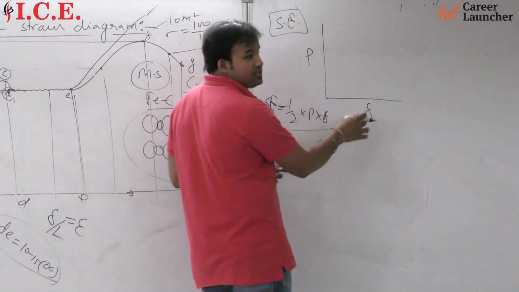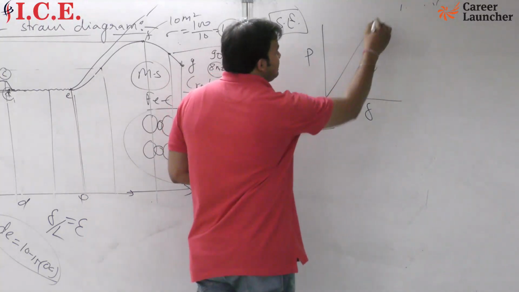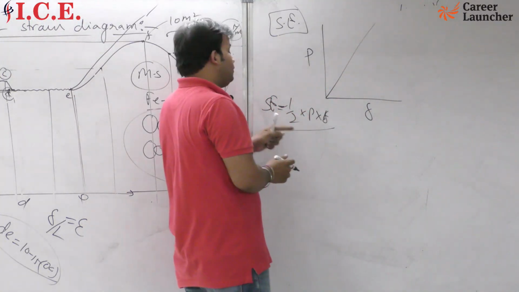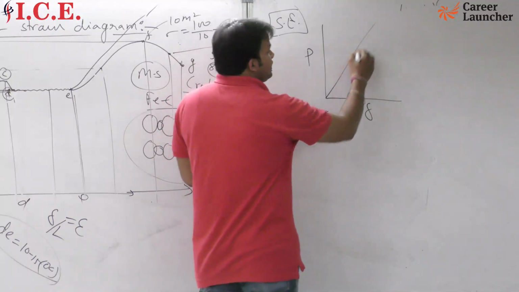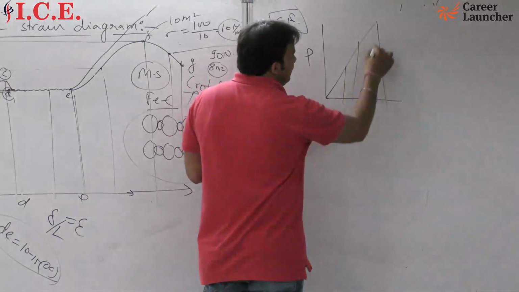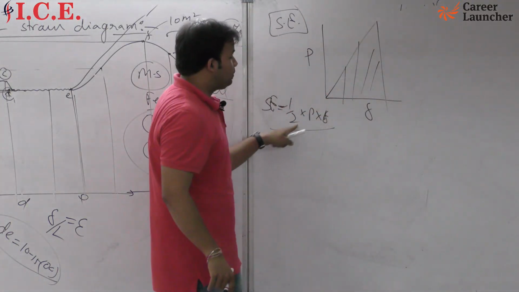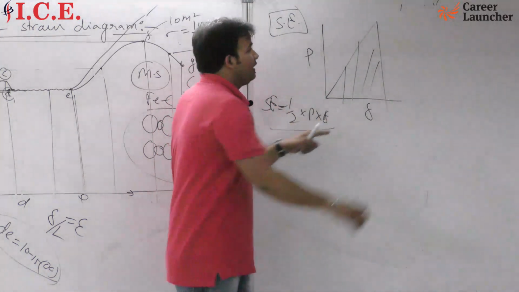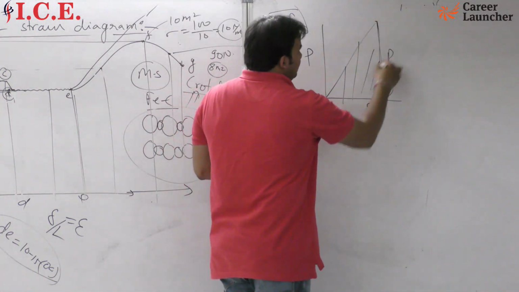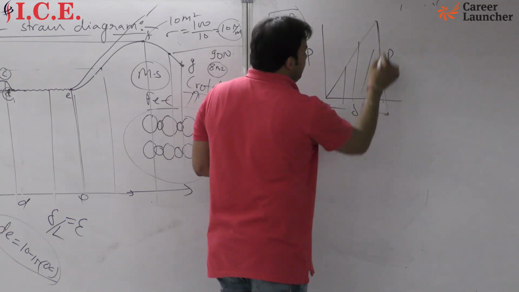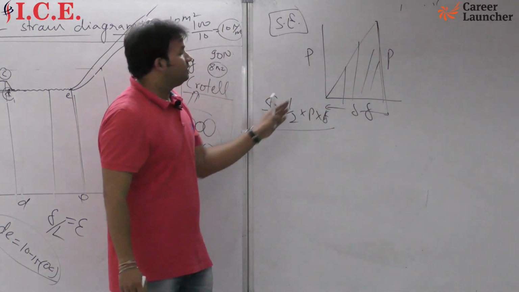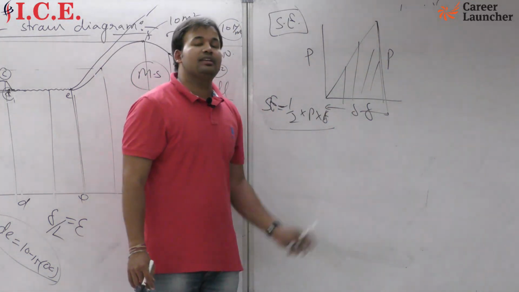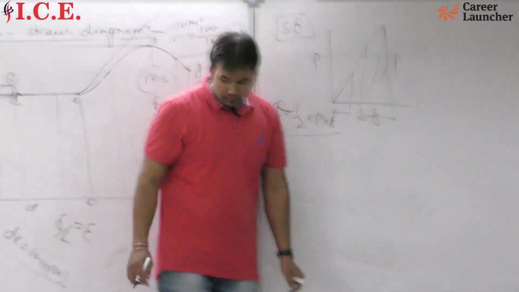It means if you are focusing on a load versus deformation diagram like that, and if you want to calculate the value of strain energy, then you just have to find the area of this diagram, 1 by 2 into P into delta, a triangle diagram. Here this will be your P, this will be your delta. So on that basis you can find the area of this, and the area of this will be your strain energy.